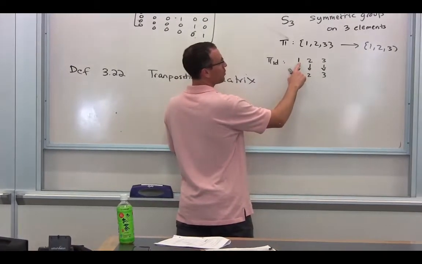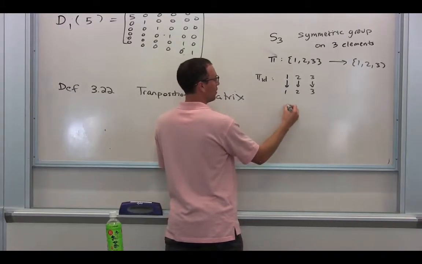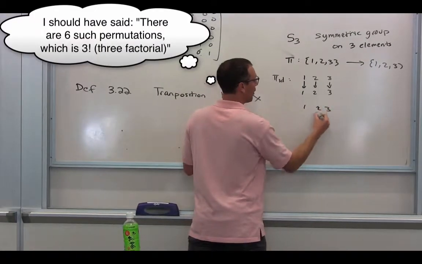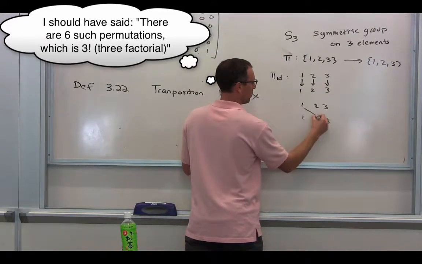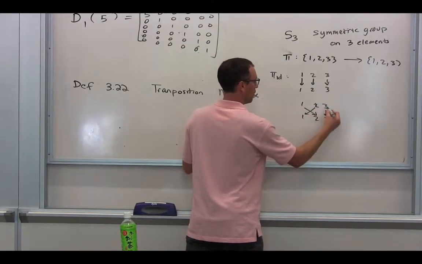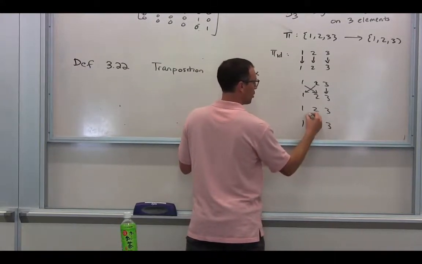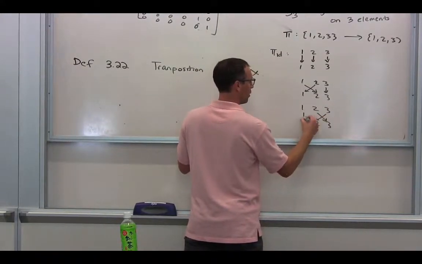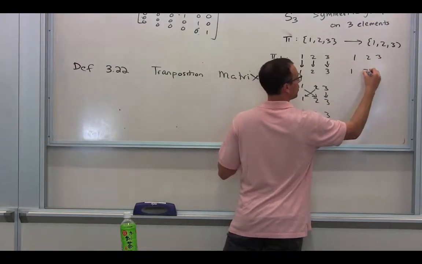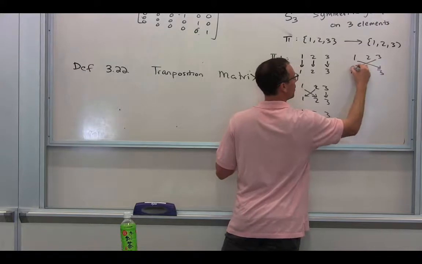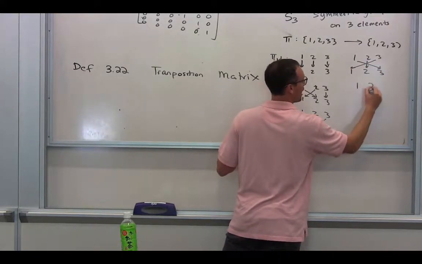How many different ways are there to map a set of 3 elements to another set of 3 elements? Well, yeah, there's 6 of them, right? Now we've got 1, 2, 3, 1, 2, 3. You could do this one too, right? You could do this one, and then you could go 1, 2, 3. These are now called cycles.